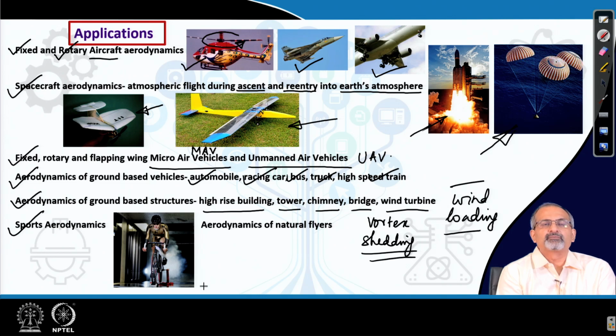There is a domain of sports aerodynamics which is becoming increasingly popular. You can see a cyclist cycling on a fixed cycle model placed in a wind tunnel, and the flow field is being studied using smoke. So, the posture, the position of the cyclist, etc., and the cyclist's attire, outfits would have to be optimized to reduce the drag acting on the cyclist and therefore optimize the performance of the cyclist.